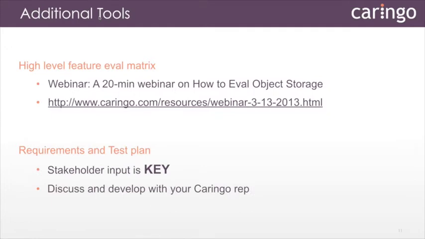From a requirements and test plan perspective, you heard both John and I say this many times throughout the presentation. Talking to the stakeholders is key. Getting their input is key. Being able to define the life cycle of content, or your information, your data, from creation to expiration is key. And bring your vendor into the discussions. They can help you. Obviously, we at Caringo are here to help you.